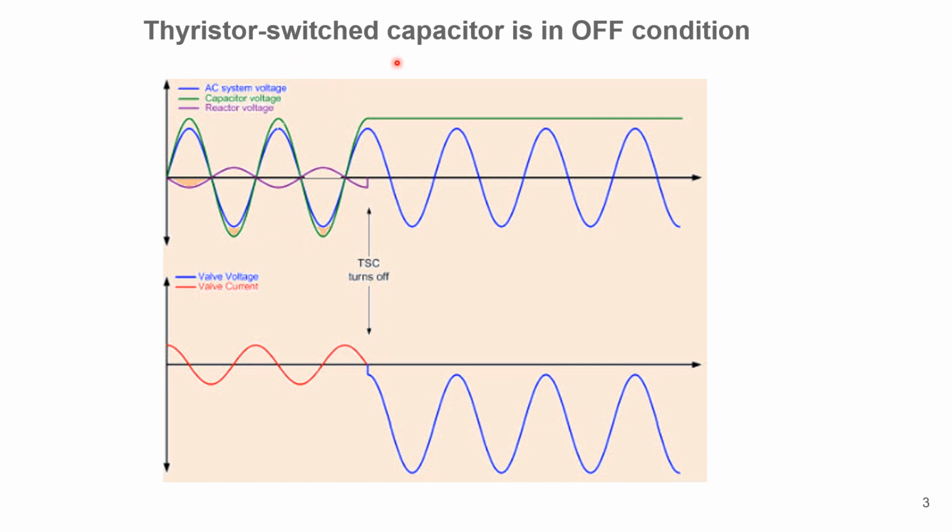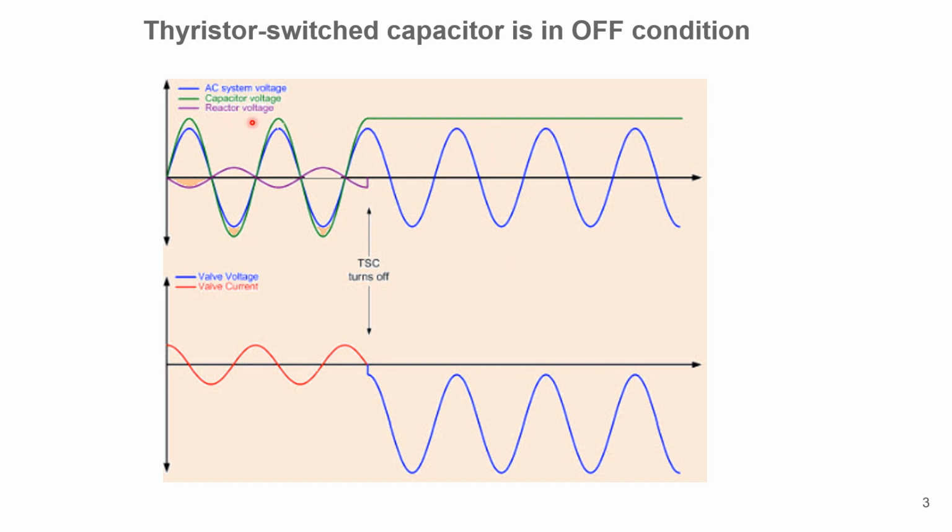When the thyristor-switched capacitor is in the off condition, there won't be any flow of current in the thyristor-switched capacitor. So the voltage is supported by the thyristor valve. If the TSC is switched off for a long time, then the capacitor is fully discharged and the valve experiences the AC voltage of the SVC bus.